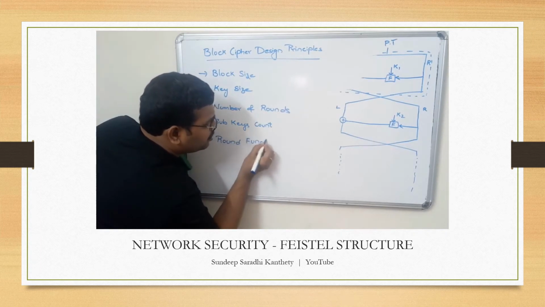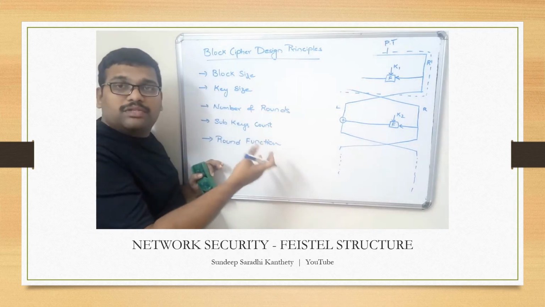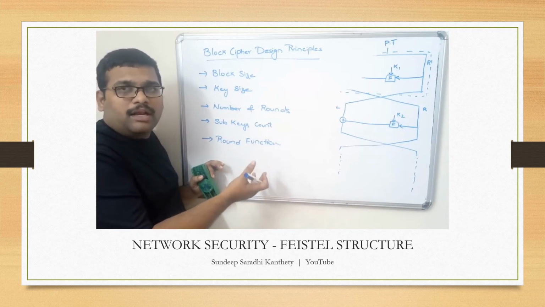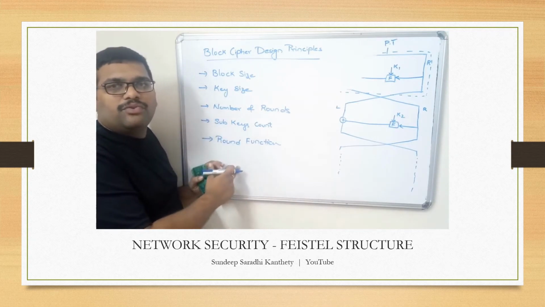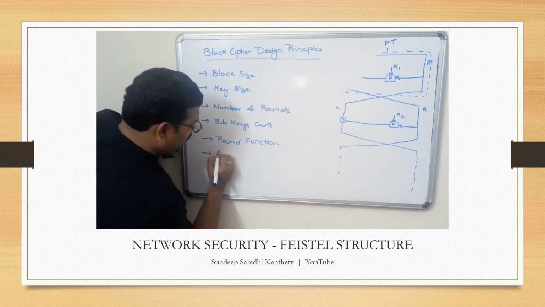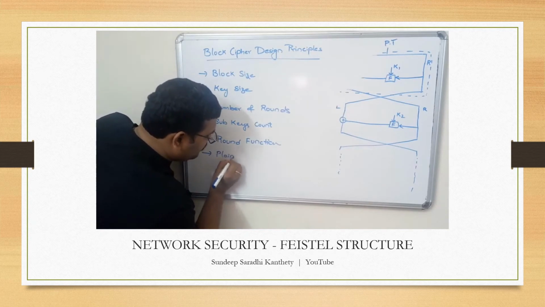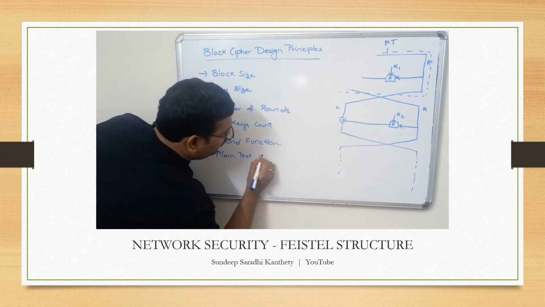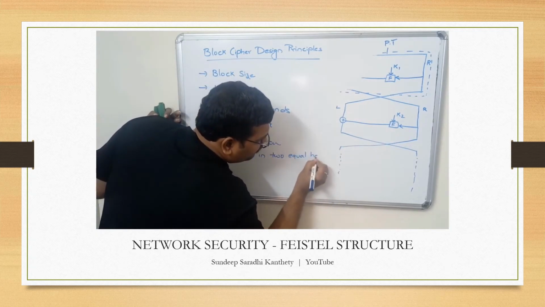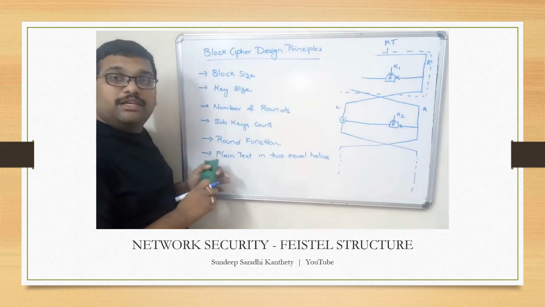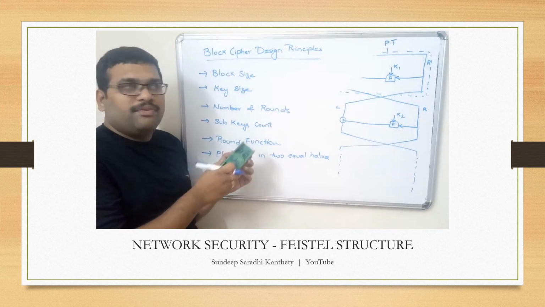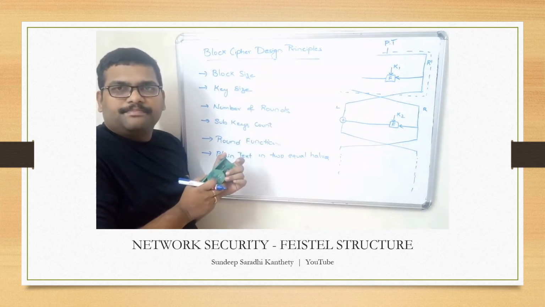Next, round function. In each and every round we will use one function. It may be a logical function, which depends upon the algorithm. For every round we have to use the same function. And last but not least, the plain text is processed in two equal halves. So these are the design principles of any block cipher algorithm.